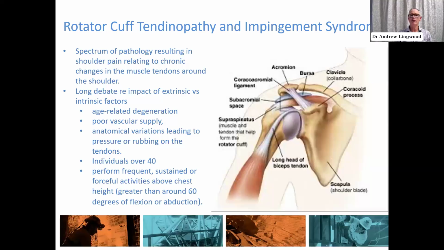But we do certainly accept that for this type of rotator cuff pathology, if people are performing frequent, sustained or forceful activities above chest height, greater than about 60 degrees of flexion or abduction, so that's essentially 60 degrees between your torso here and here. So this would be 90 degrees. Here's greater than 90 degrees. There's less than 90 degrees. So anywhere at or above chest height, if you're doing a lot of activities there, you run the risk of either causing some progression of this condition if it's done for a long time, or flaring up symptoms related to it.